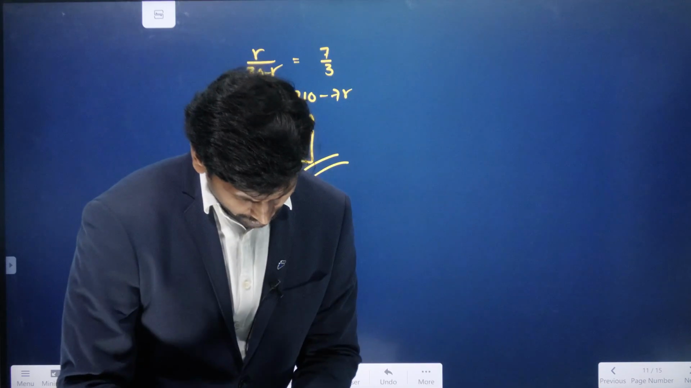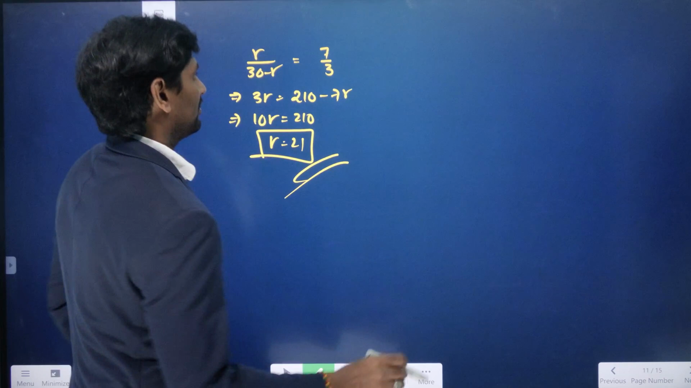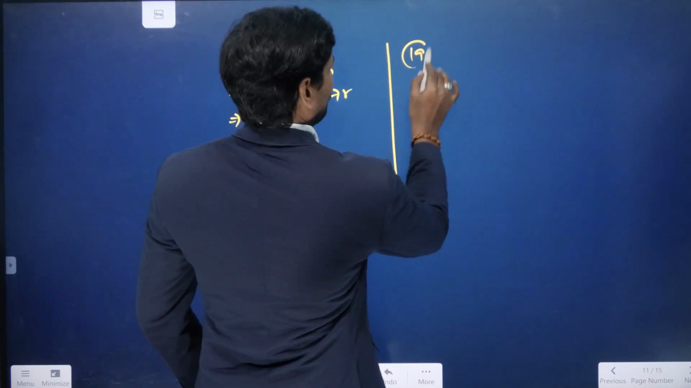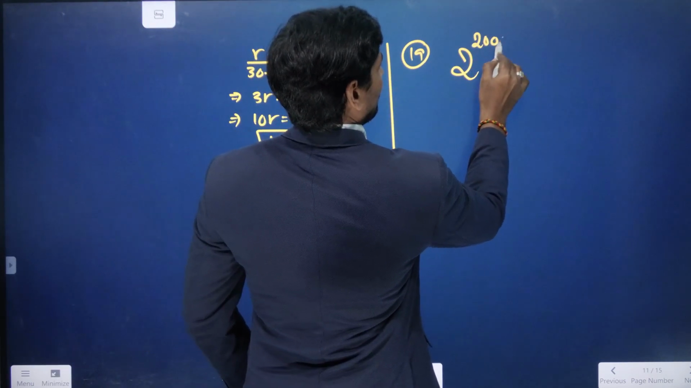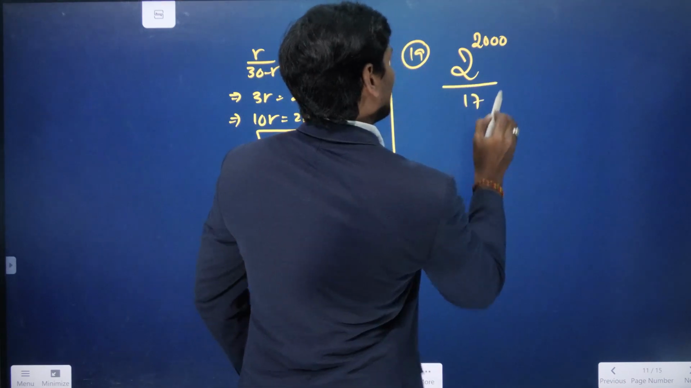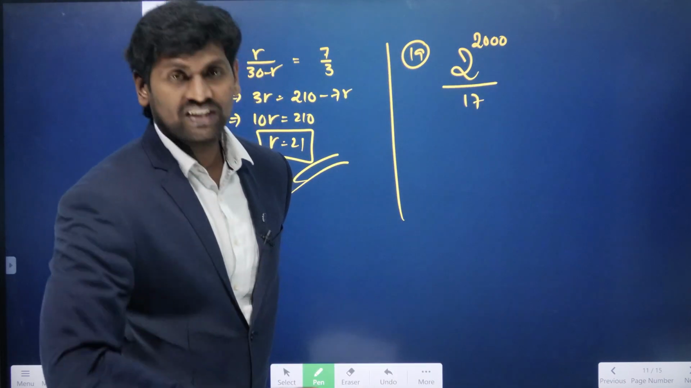Let us go to problem number 19. Find the remainder when 2 power 2000 is divided by 17. The 19th one, 2 power 2000 is divided by 17. 17 or 7? Yeah, 17.